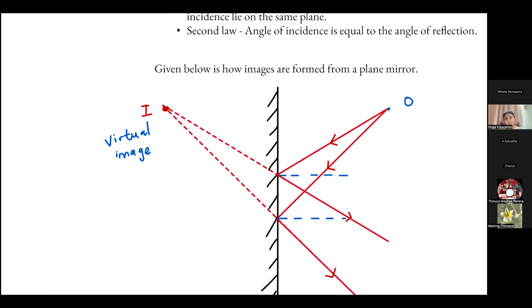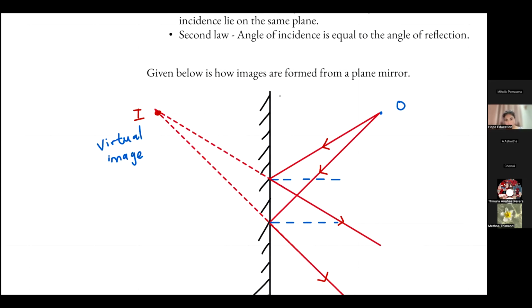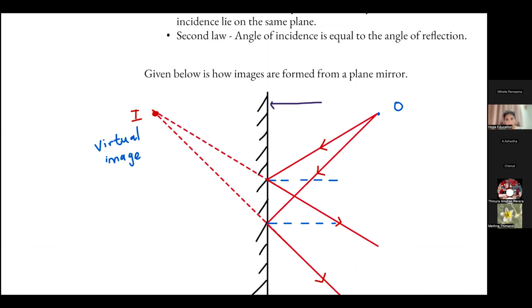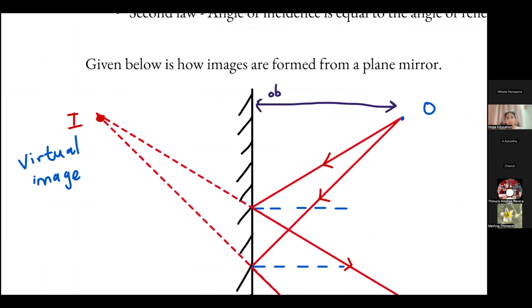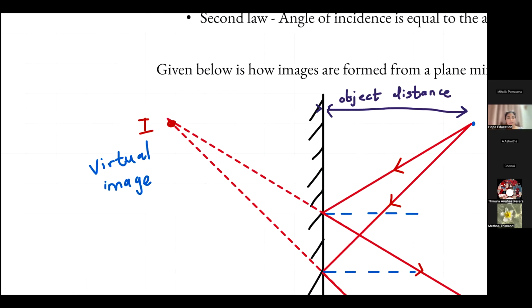The distance between the mirror and the object, we call it object distance. And the distance between the mirror and the image, we call it image distance. In a plane mirror, object distance and the image distance are considered to be equal.